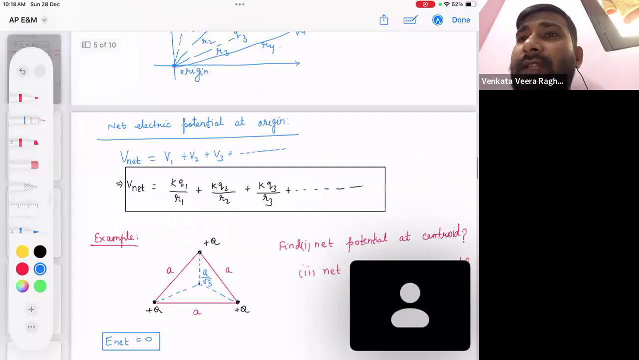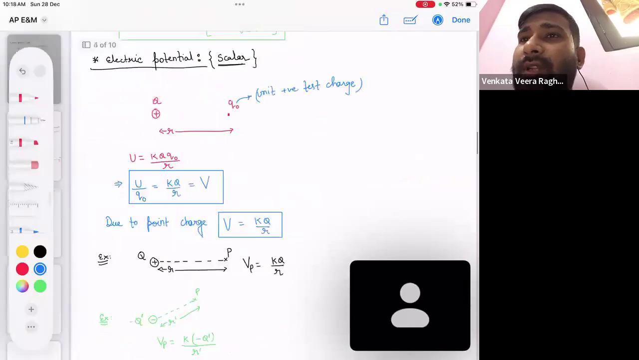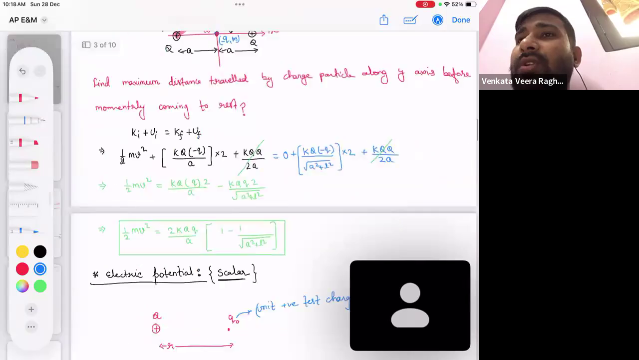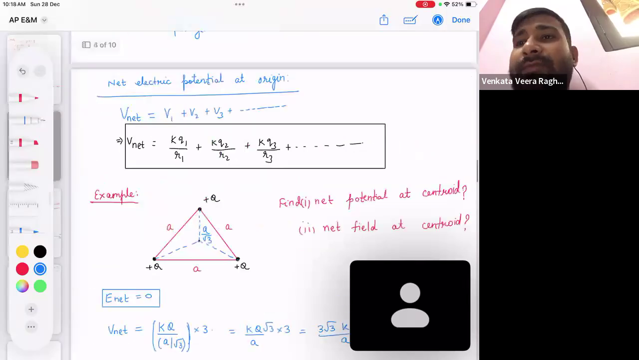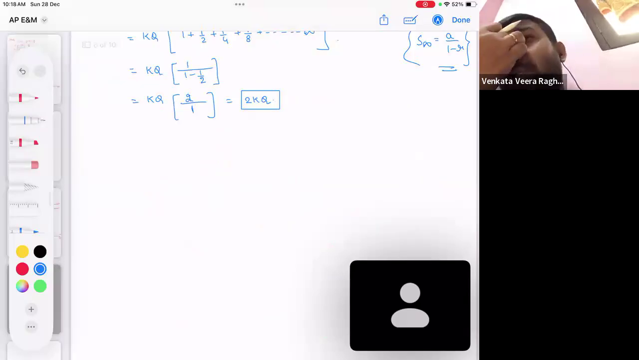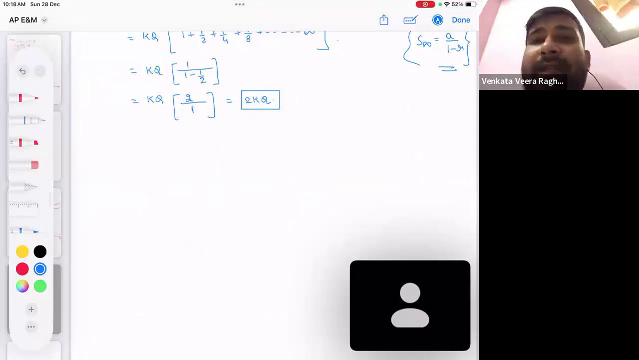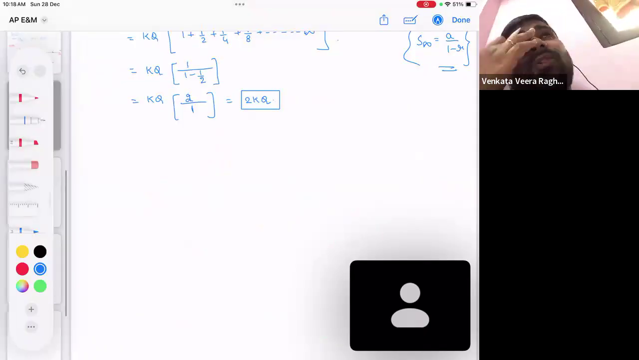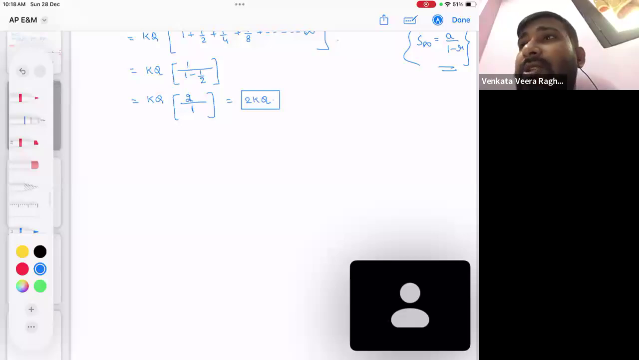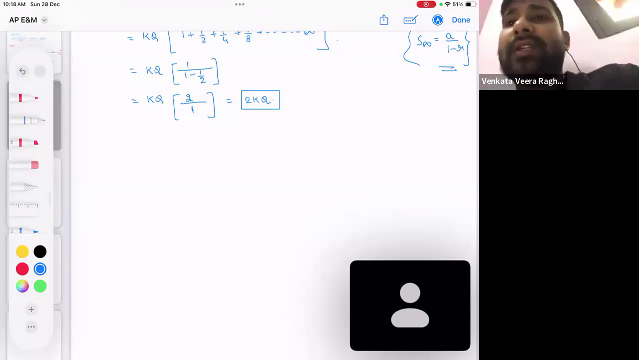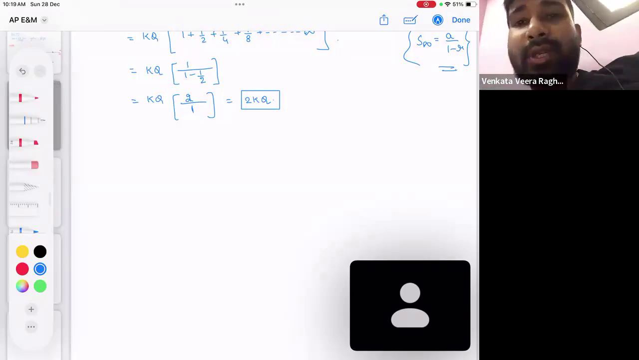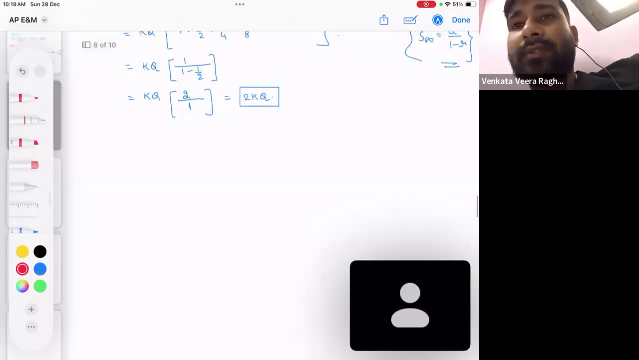So these were the potential calculations due to what kind of charges? Due to point charges. Now let's calculate the potential due to some distribution of charge. Distribution of charge means linear charge distribution. Okay. We are going to calculate what potential will come. Is that clear? Please tell me. So let's calculate the potential due to the distribution of charge.